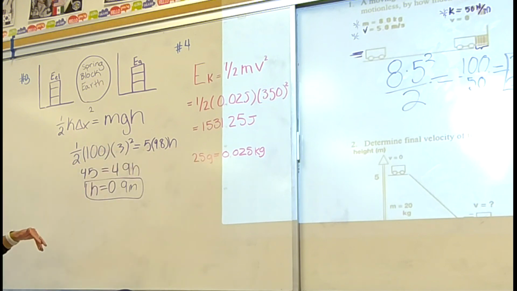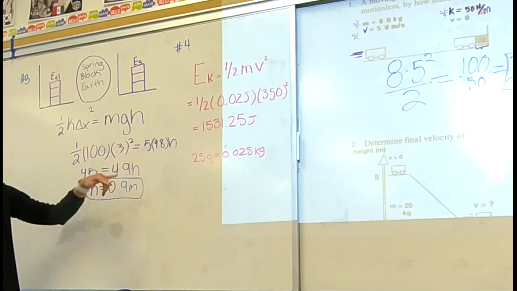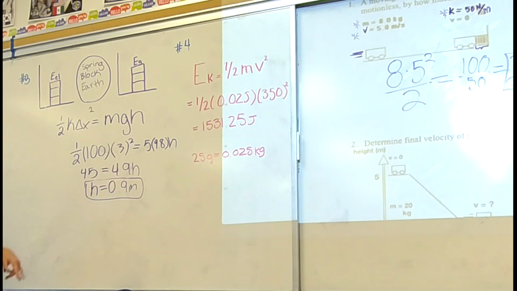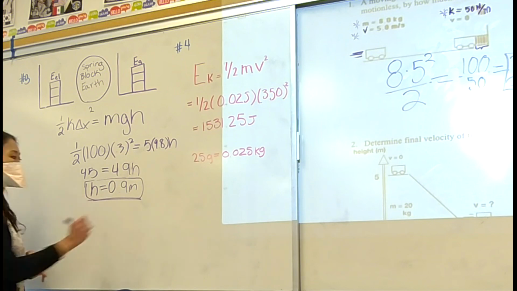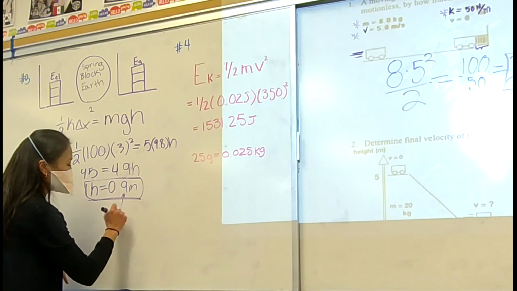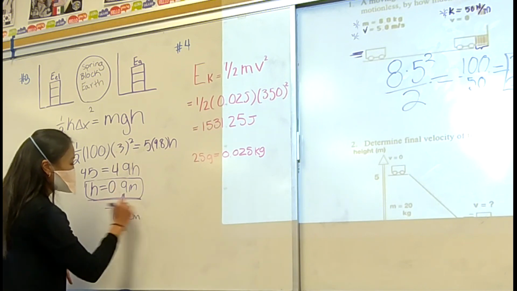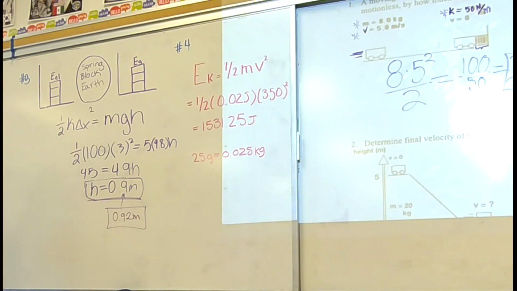So you end up with 1/2 times 100 times 0.3 squared to get 4.5. Half of 9.8 is 4.9. Divide the 4.9 over and you get 0.9 meters. Some students rounded it to 0.92 meters, and that's fine as well. As I stated, at least for the quizzes, I don't really grade for rounding.